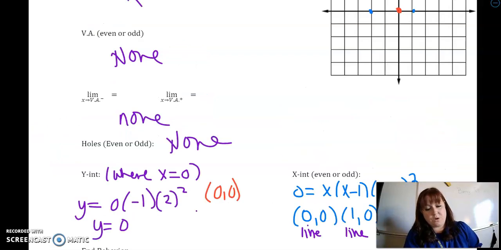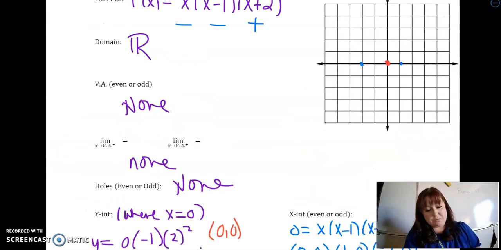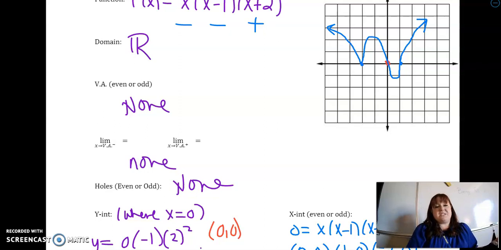Okay, so that means that at -2, it should bounce. So we know we start at the top, right? Because when x gets really big, y is getting really big. So we go there. We go through, we come down, we go back through, we come down, we bounce, and come back up. And there we go. We've just sketched that curve.